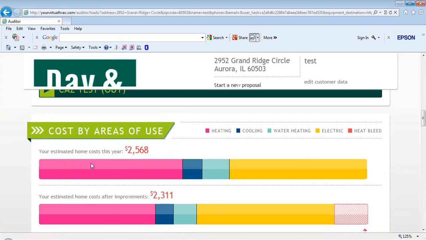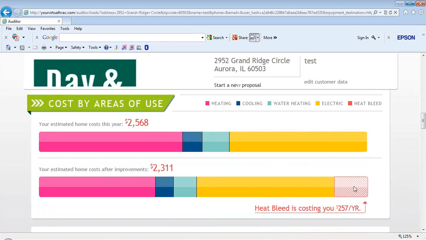So this is the basic input information that's going to show up on the report. It's going to break down the costs of this house in these color-coded bars. In this case, this pink or magenta color is the heating costs. This dark blue is the cooling costs. The light blue is the water heating. The yellow was the electric.